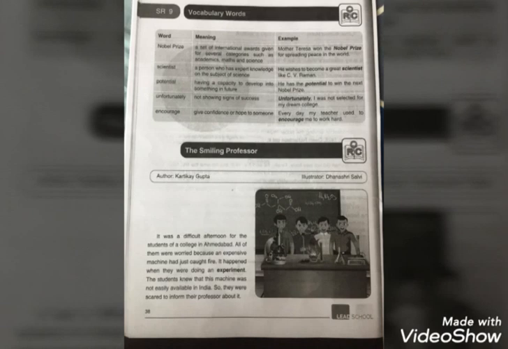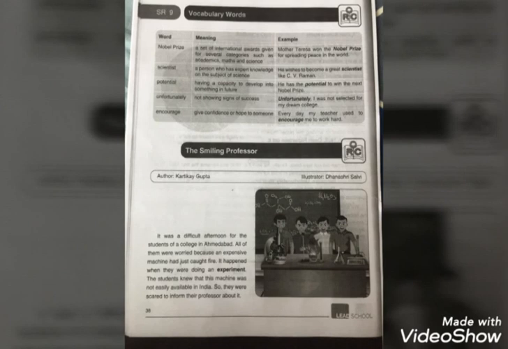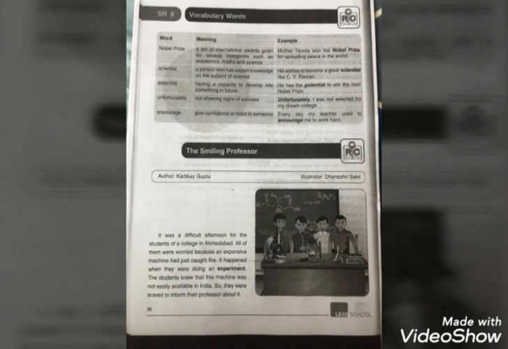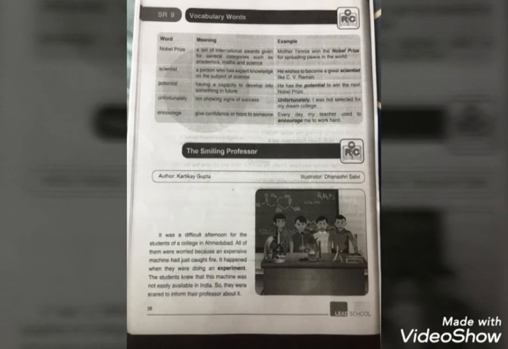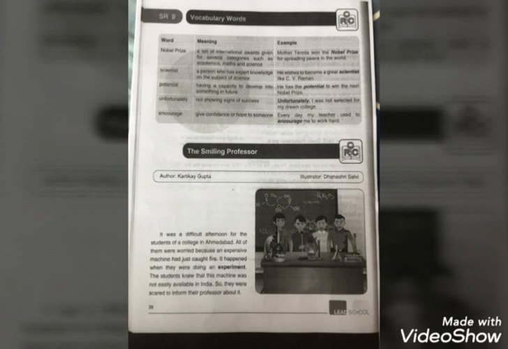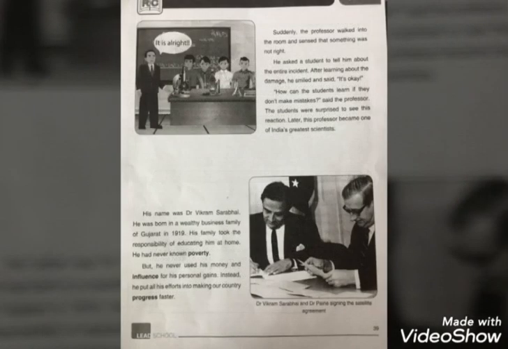So who has been dominating here? We'll see. His name was Dr. Vikram Sarabhai. He was born in a wealthy business family in Gujarat in 1919. But he never used his money and influence for his personal gains. Instead, he put all his effort into making our country progress faster. This lesson will explain how the professor became one of India's greatest scientists later.